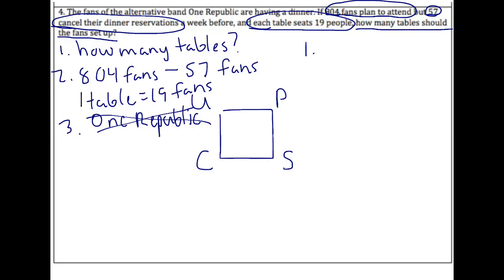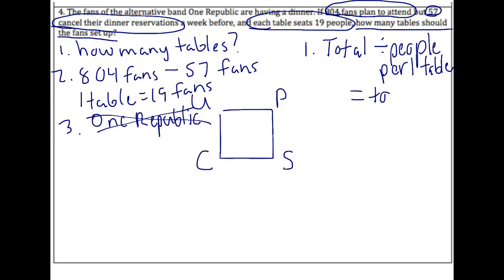What strategy or strategies can you use? So, I know that I have a total amount of fans. When I get my total, we've talked about this before in other problems, I can divide it by the number of people per table. So people per, meaning 1, per one table. And using that information, I can get how many total tables. So my dividend is my total amount of people. My divisor is the people per table, and then my quotient will be the number of tables.